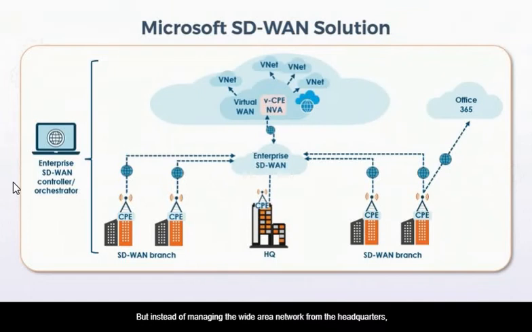But instead of managing the wide area network from the headquarters, we now use a cloud provider like Microsoft, and they have a virtual wide area network and enterprise SD-WAN controlling and orchestration tools that we can use in kind of a hybrid cloud environment. And realize that not only do we have resources that are distributed between the branches and the headquarters across a cloud, we also have resources that we're accessing at Microsoft Azure in virtual networks, perhaps even using their software as a service solution, Office 365.